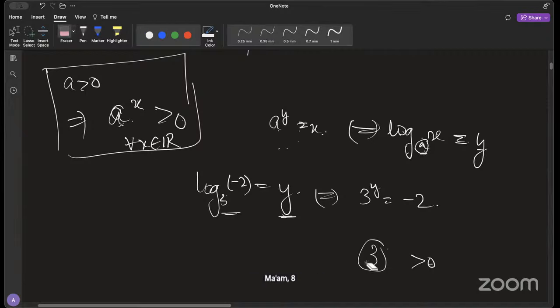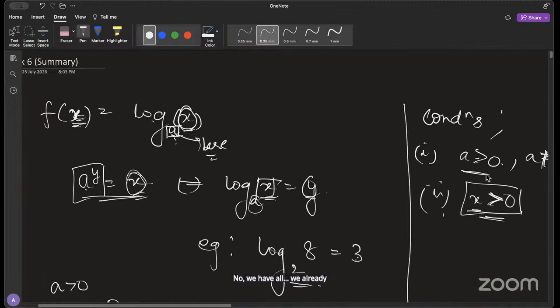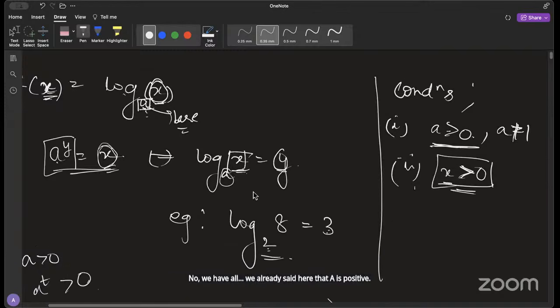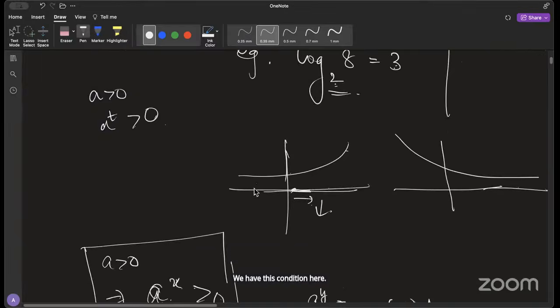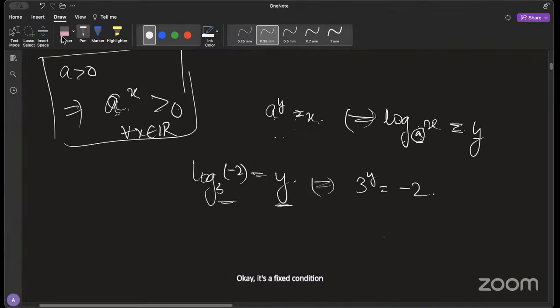Ma'am, a could be negative now? No, we already said here that a is positive. We have this condition here, it's a fixed condition.